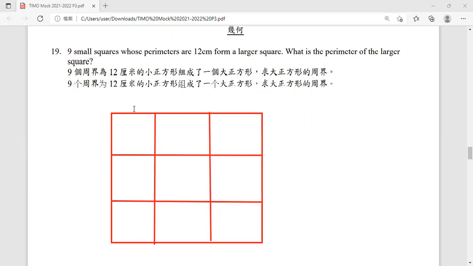What can you expect from this one? Because the perimeter is 12 for the small square, the length of the small square is 12 divided by 4, which is 3. So it's 3. You know that. How many 3s are there? So this is 12 times 3, which is 36. Or you can use 9 times 4, which is also equal to 36. Both are okay.